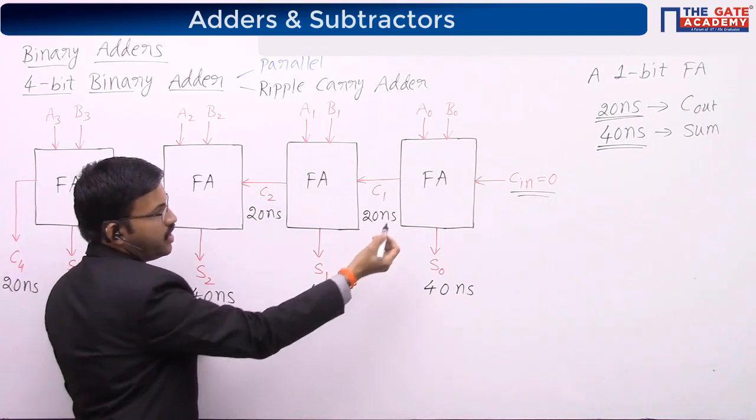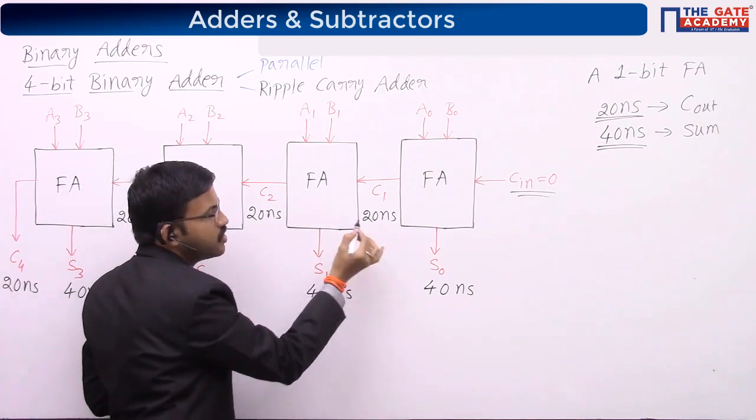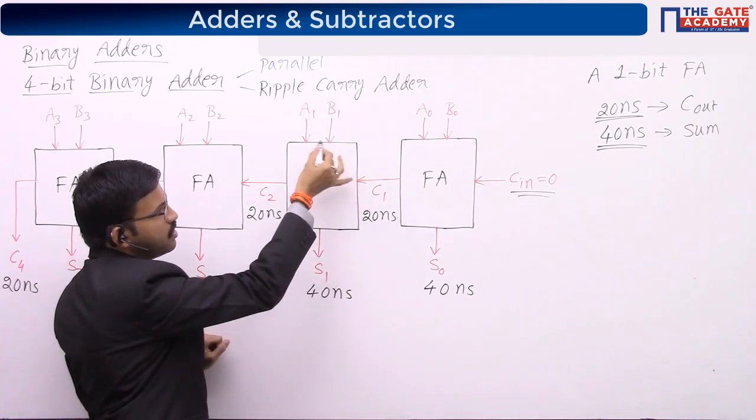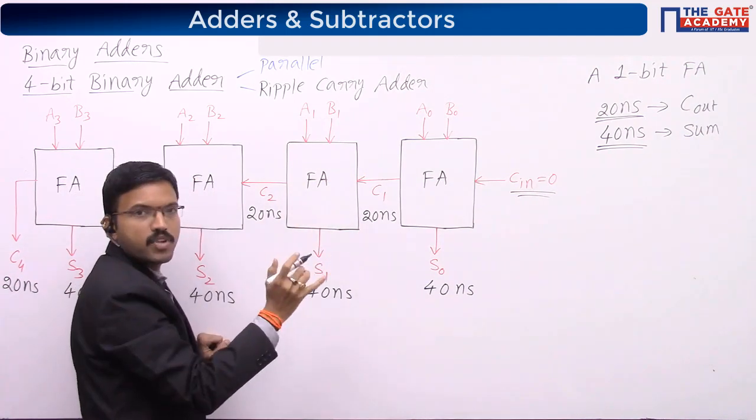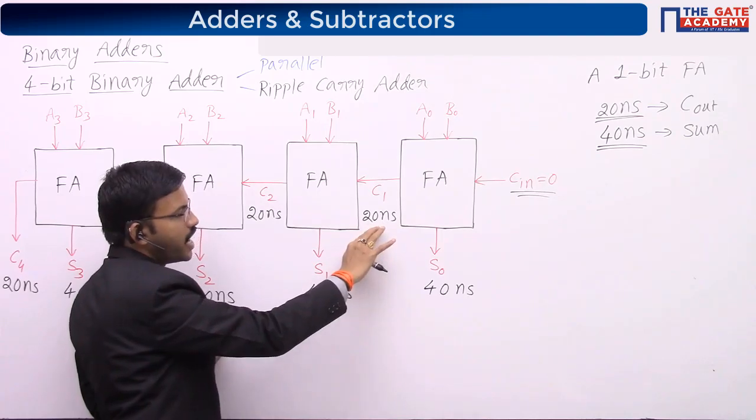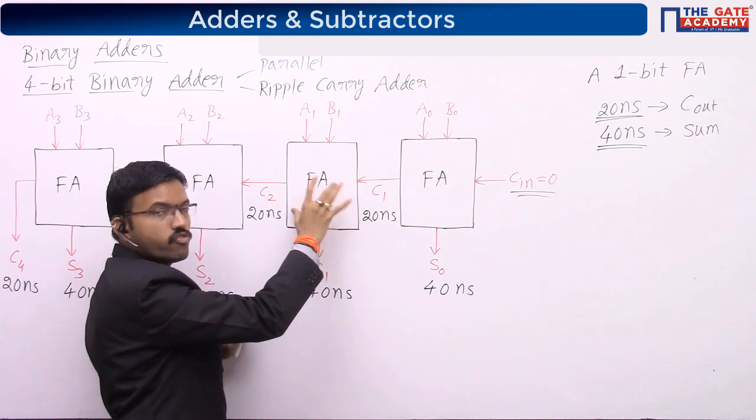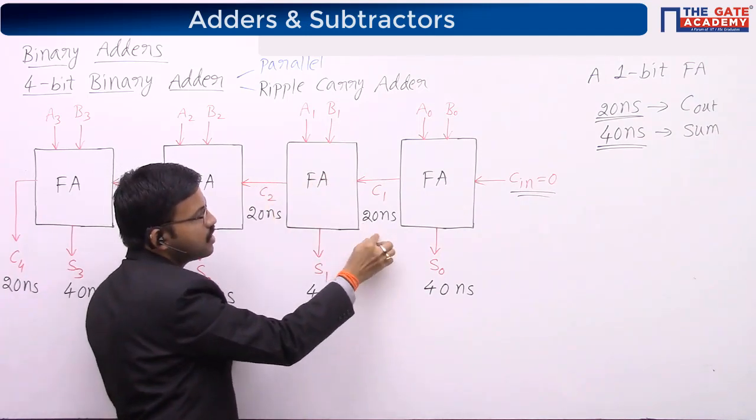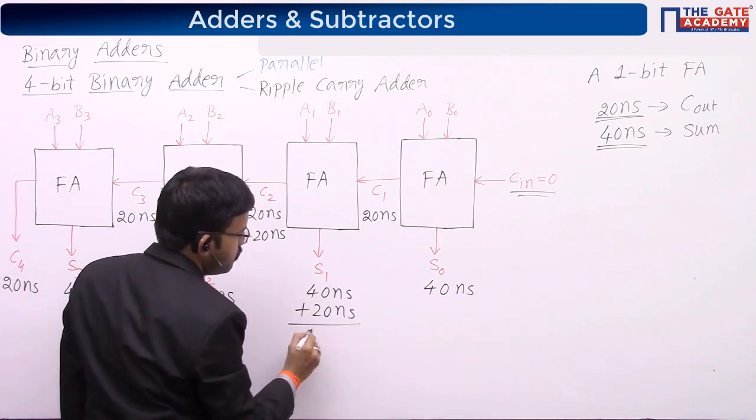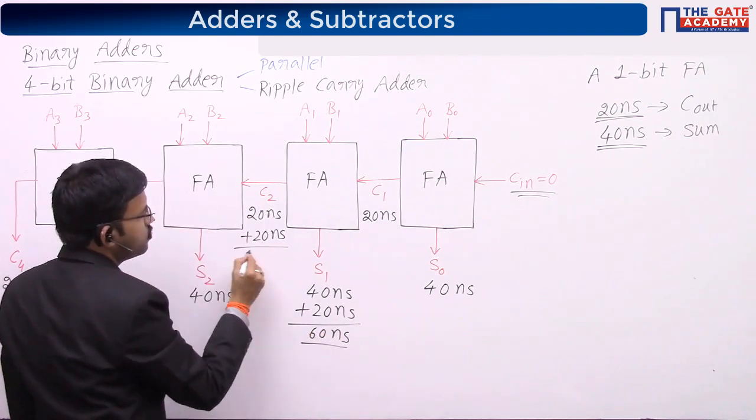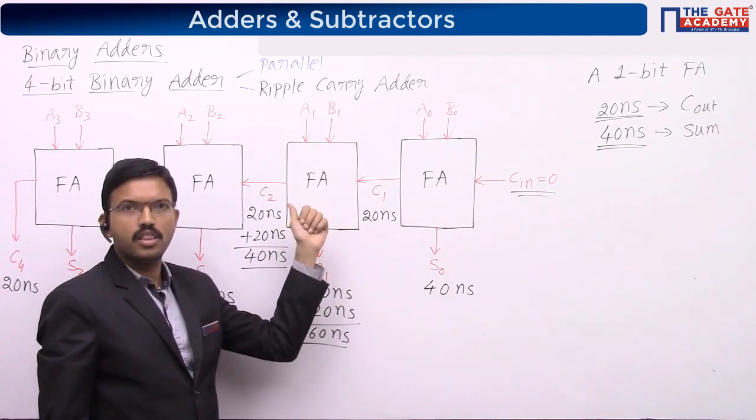Now here if the carry is generated, that means this particular full adder is getting carry at 20 nanosecond, right? So that means this particular full adder has to start the addition operation after getting this carry. That means this time I will add here. See, till this carry comes, it has to wait, right? So I will consider this particular amount of time. So I will add this one. 40 plus 20 is 60. 20 plus 20 is 40. Is it clear? Worst case means carry has to propagate through all the stages.